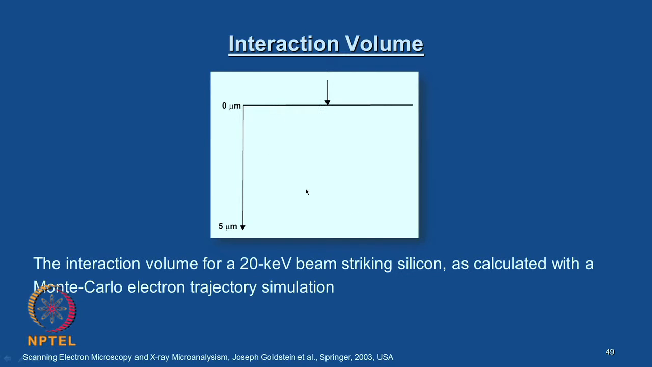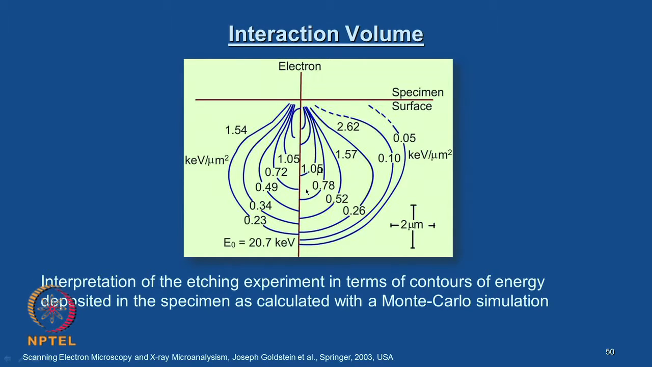You can see that this is another schematic showing that this kind of interaction volume is interpreted through an etching experiment in terms of contours of the energy deposited in the specimen, as calculated with the Monte Carlo simulation. So, the left hand side is how the energy varies as a function of depth using an etching experiment.